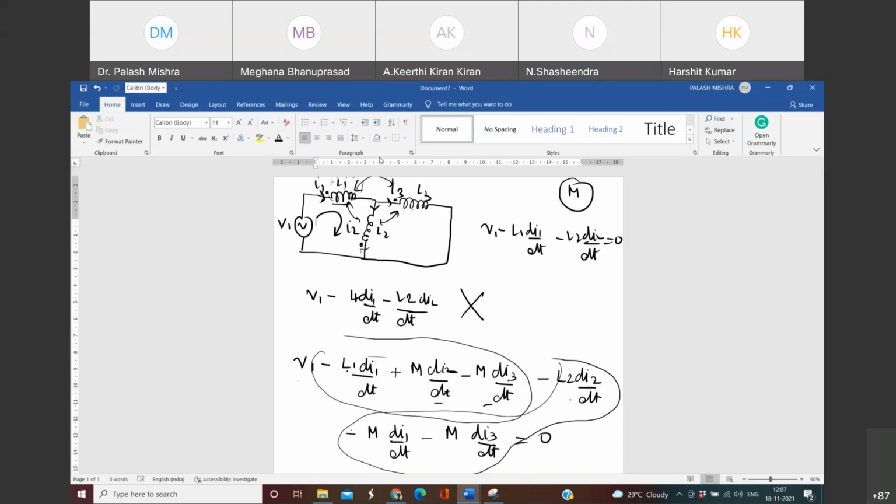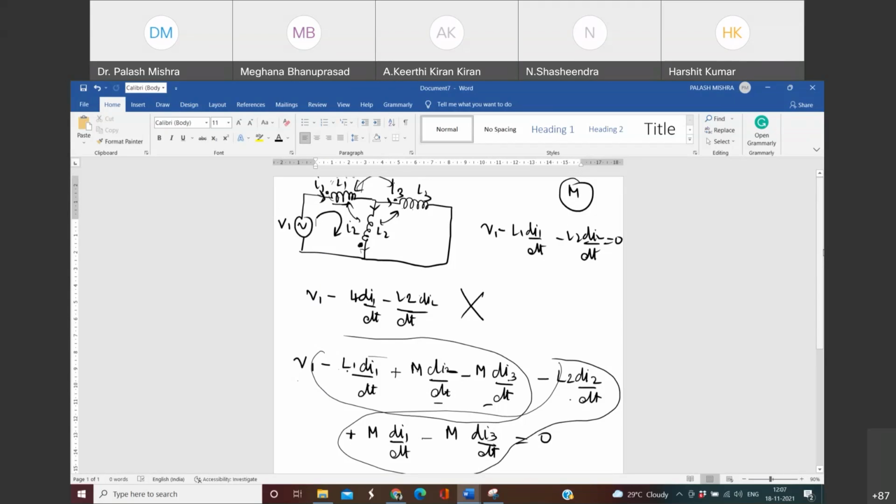Okay. And this sign will be positive. I'm sorry. Is it clear? If the dots are something like this, the current is entering here and leaving here. Now you got it, Meghna? Yes, sir.